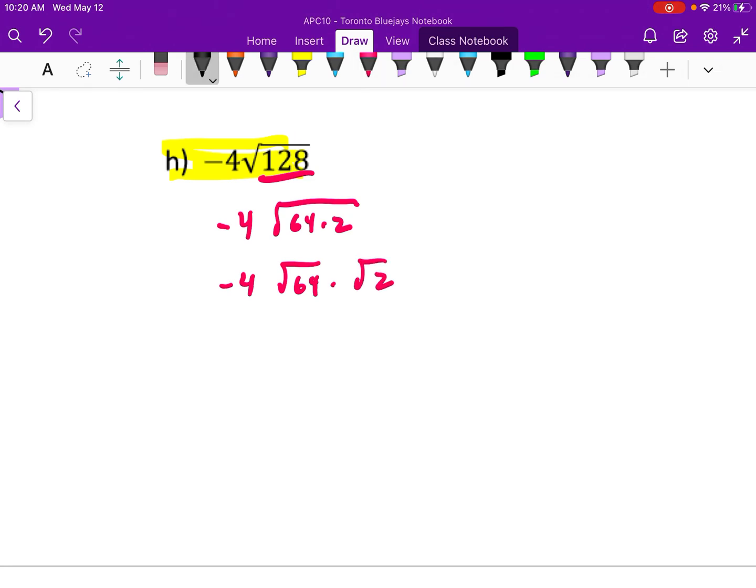Now, don't get distracted by the negative sign. These are just 3 quantities multiplied to each other. Negative 4 times the square root of 64 is 8 times the square root of 2. So when I multiply these 2 together, that's negative 32 times the root of 2.